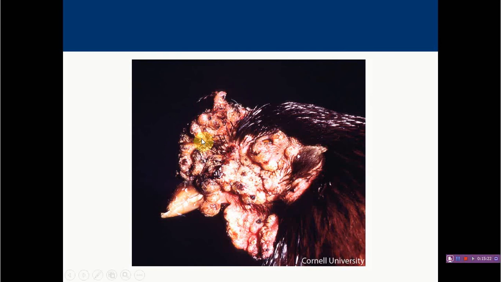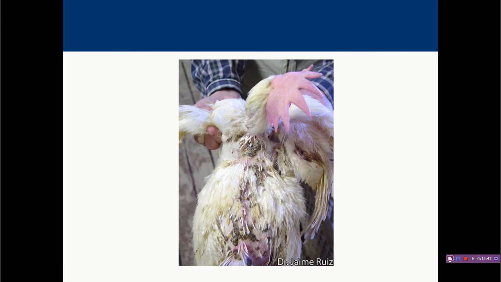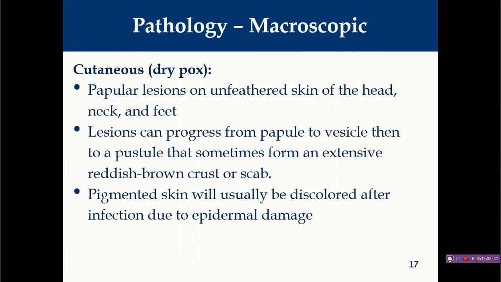Here you can see this is a little bit chronic lesion where these nodules have become very large. These proliferations become more severe. You can see the entire conjunctiva is converting into a proliferative nodular mass, and combs and wattles are also severely affected. Here you can see generally the non-feathered parts, and feathered parts are also involved, but in most of the cases generally turkeys will show such type of lesions.